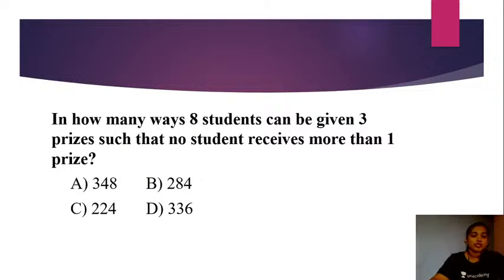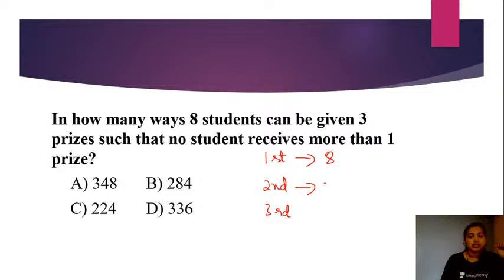So here's the next question for the class. In how many ways can 8 students be given 3 prizes such that no student receives more than 1 prize? Here you're given 3 prizes, and in how many ways can you distribute these 3 prizes among the 8 students? Now if I take the first prize, the second prize and the third prize, for the first prize I have 8 different possibilities. Once a particular student is assigned the first prize, he cannot take the second and third.